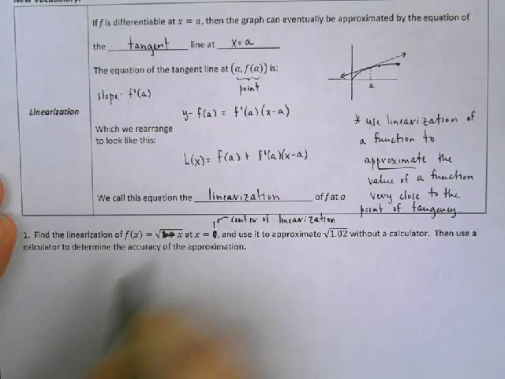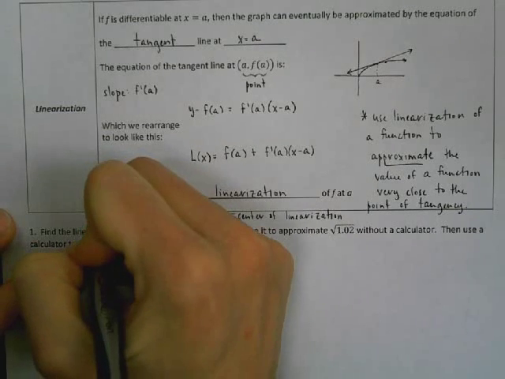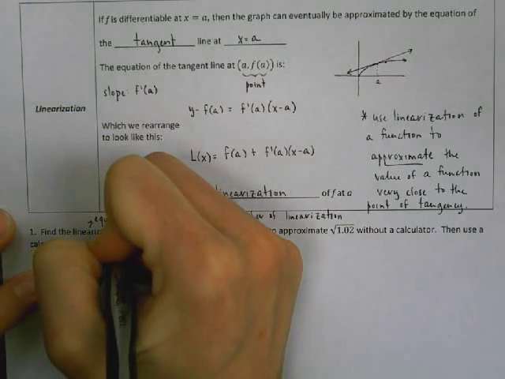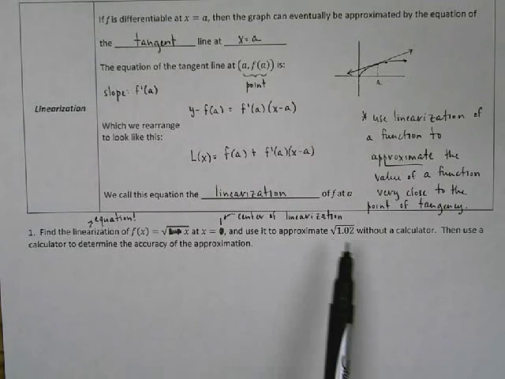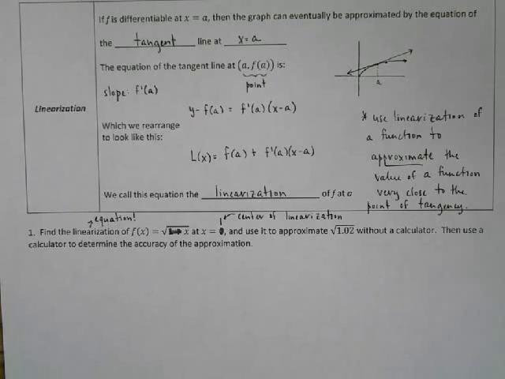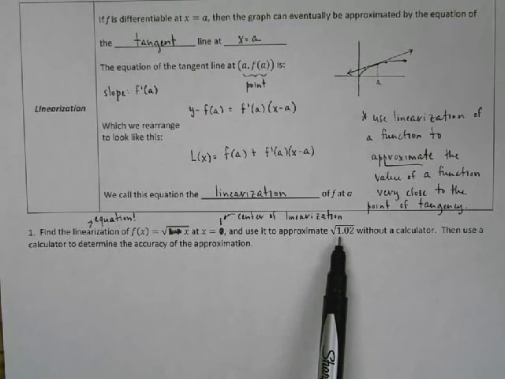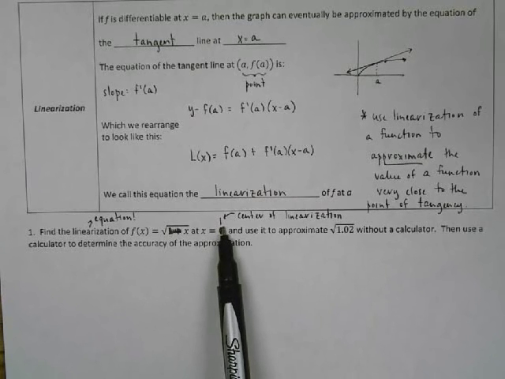Okay, so first we're going to find that linearization. And remember, that linearization is just an equation. It's basically the tangent line rearranged. So the linearization itself is an equation. Once we get that, we're going to use it to approximate the square root of 1.02 without our calculator. And then we'll pick up our calculators to see how close that approximation is. Right, and we think we should be pretty close because 1.02 is close to that center of linearization.